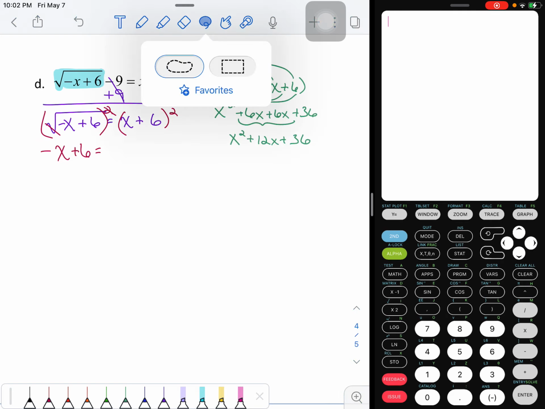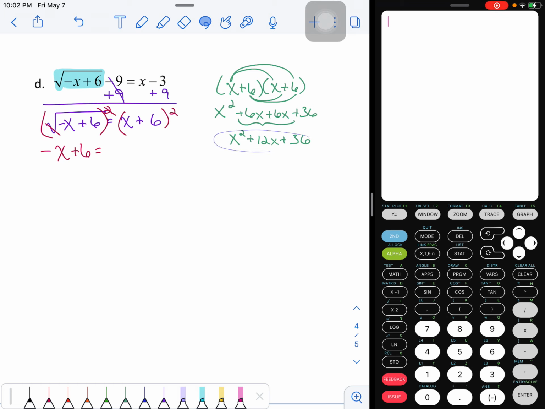And what we end up with, let me try this again. I'm going to copy it because that goes right there. Okay. So x plus 6 squared turns into x squared plus 12x plus 36.